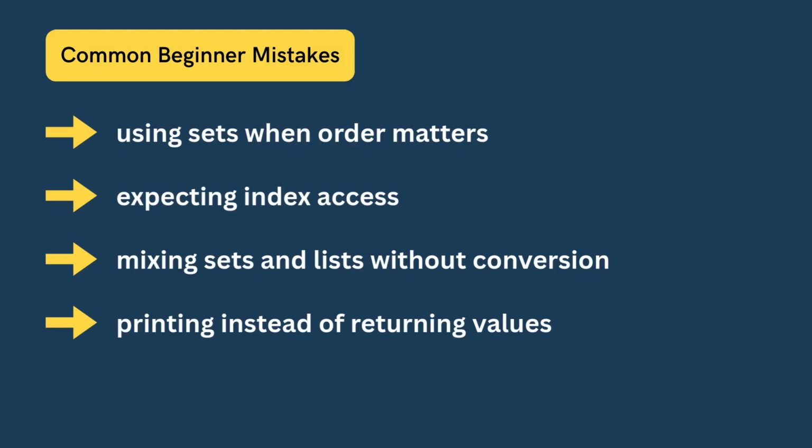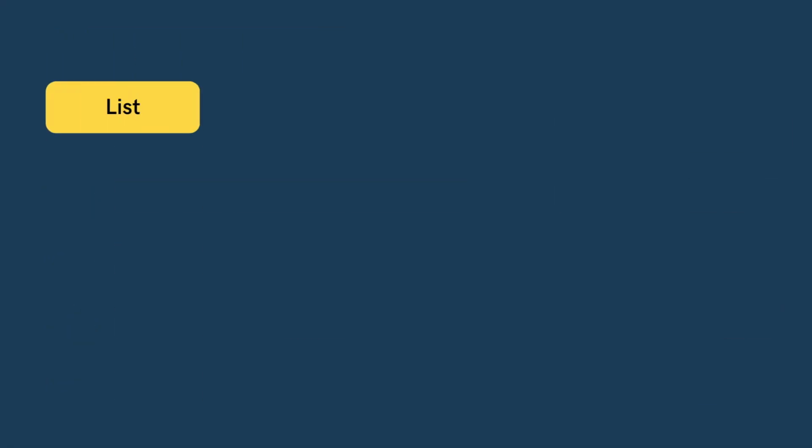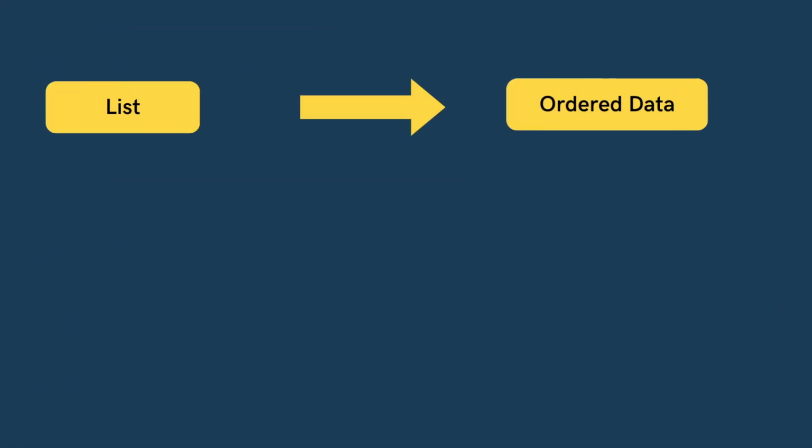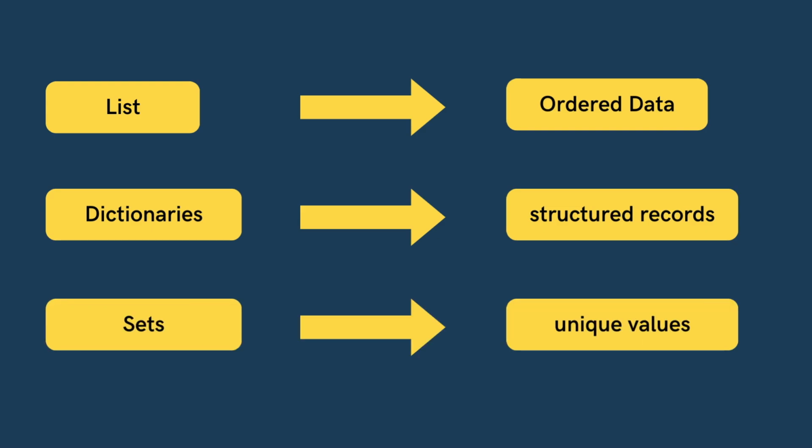One more thing beginners often miss, sets automatically remove duplicates. If you expect repeated values, a set will quietly drop them. So remember this, sets are simple but very specific. Use them when uniqueness matters, not order or position. So lists are for ordered data. If position matters, use a list. Dictionaries are for structured records. When you need key value meaning, use a dictionary. Sets are for unique values. No order, no duplicates, just uniqueness.